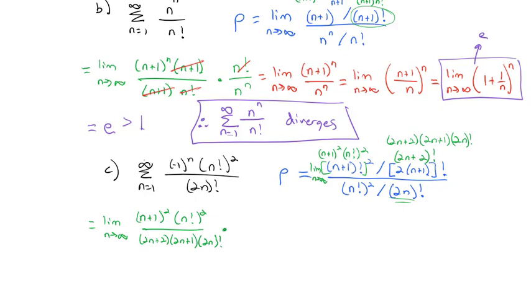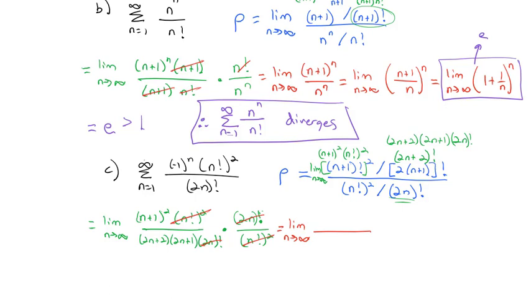And then multiply by the reciprocal, which is 2n factorial over n factorial squared. And let's see what we can divide out here. The n factorial squareds are gone. The 2n factorials are gone. And that's it. So we've got the limit as n goes to infinity of, and let's go ahead and multiply out that numerator.